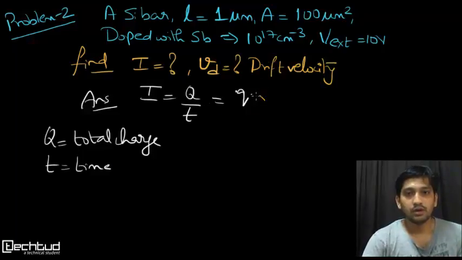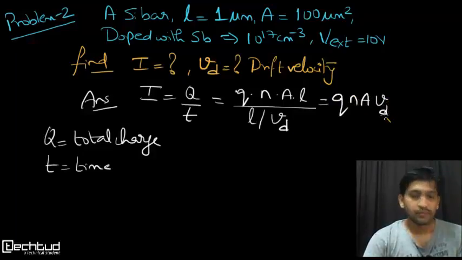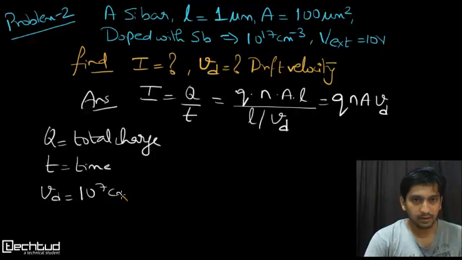Suppose the distance is L. Q times N, that is the electron concentration per centimeter cube, multiplied by A into L. So this is your Q. What is T? T is L divided by drift velocity. So this comes out to be I equals Q N A V D. Remember this equation, where Q is the electron charge, N is the concentration of electrons per centimeter cube, A is cross section area, and V D is the drift velocity. The drift velocity for the silicon bar is 10 to the power of 7 centimeter per second.